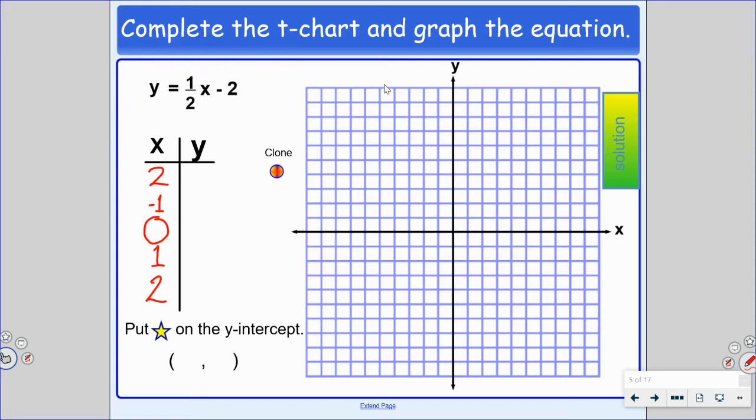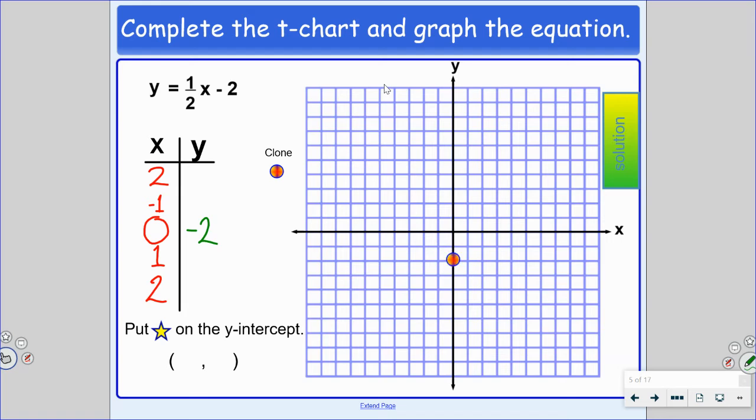Now let's go ahead and just substitute in the 0, of course. So when x is 0, half of 0, of course, is 0, and 0 going down 2 would be -2. So the only y value that will make a true statement, therefore the only ordered pair that makes a solution when x is 0, is y equals -2. We'll go ahead and plot that point, and we'll keep on going.